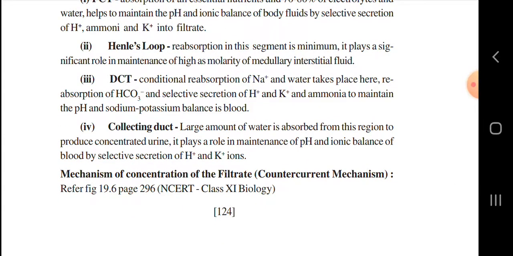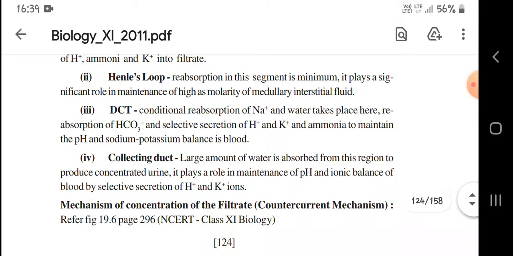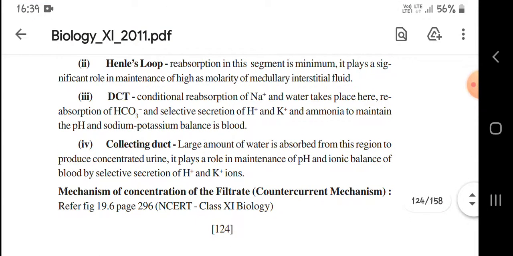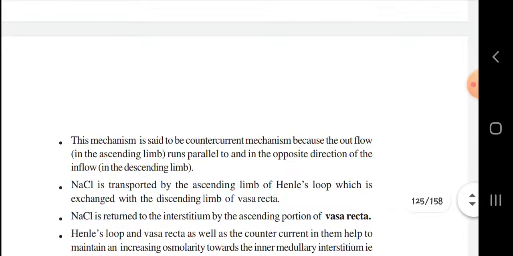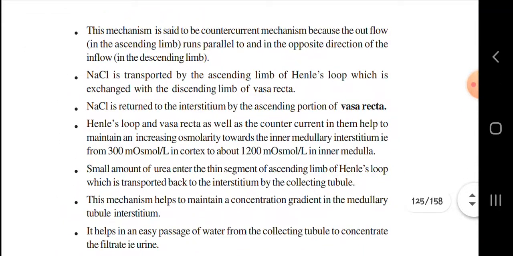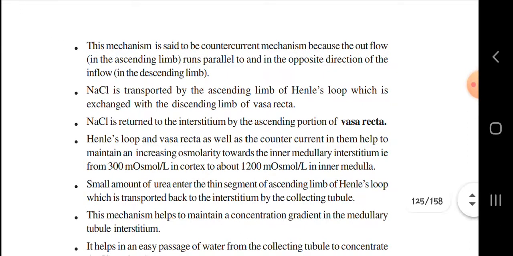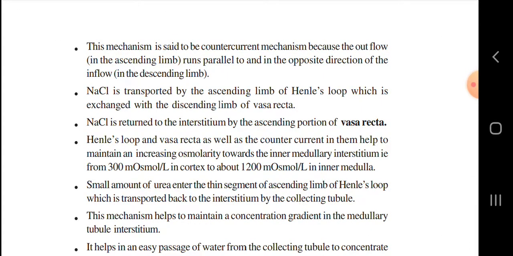So a large amount of water is absorbed from this region to produce concentrated urine, and it plays an important role in the mechanism. So the mechanism, understand correctly. The mechanism is said to be countercurrent because the outflow runs parallel to and in the opposite direction of the inflow.